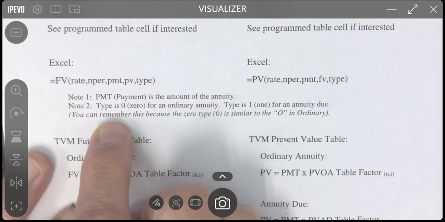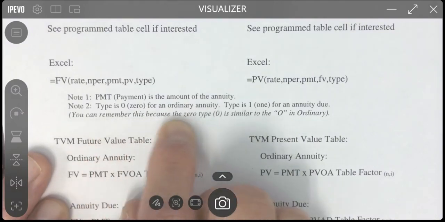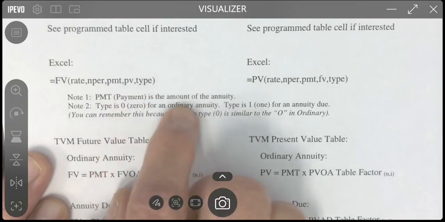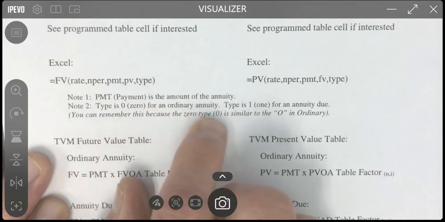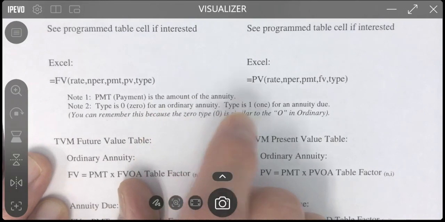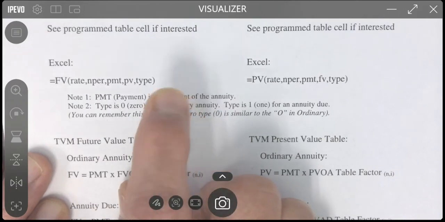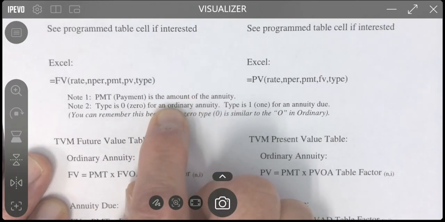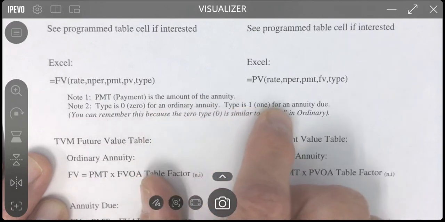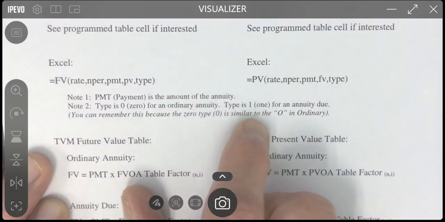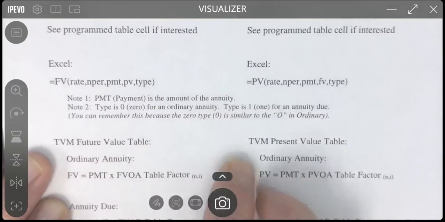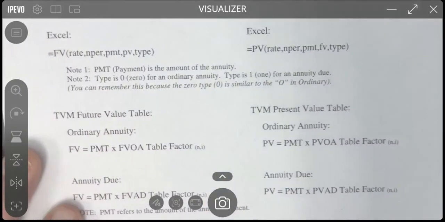There's a little trick for remembering this, at least it works for me. You can remember this because the 0 type is for an ordinary, you type in 0 if you want an ordinary annuity. Well, 0 kind of looks like an O, and that reminds you of the ordinary annuity. You type in 1 if you want an annuity due. Think of that as payment occurring on day 1. I just thought of that. No extra charge.